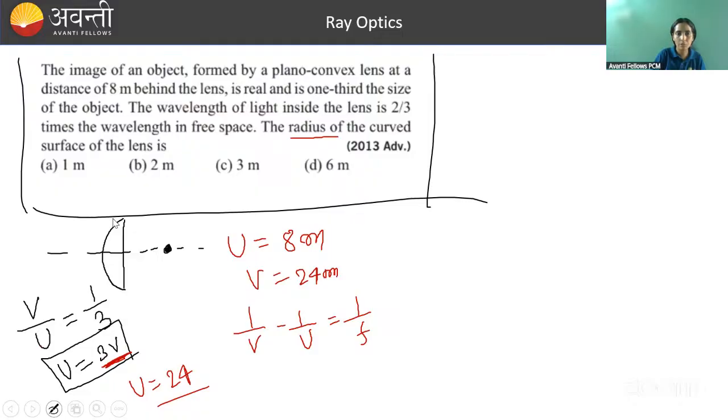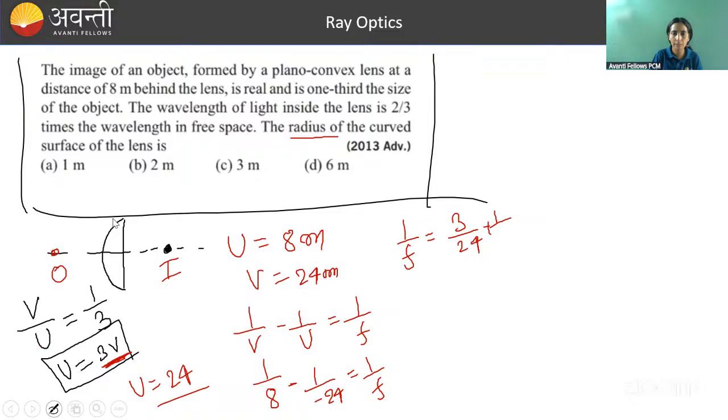So let's put in the values here. 1 by 8, sign convention plus I am using, because the image is getting formed here for the object kept somewhere here, right? The object will be in front of the lens and here the image is behind the lens. So this minus 1 by minus 24, and this is equal to 1 by f. If you calculate 1 by f, then this is equal to how much? This is 3 by 24 plus 1 by 24. So this is equal to 4 by 24. So the focal length is how much? 6. 1 by f is 1 by 6. Now let's use the lens maker's formula.